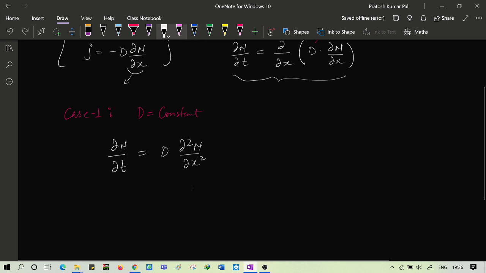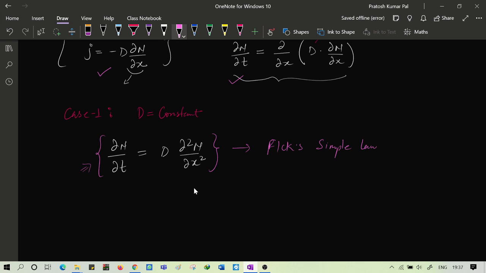This simplified equation is basically termed Fick's simple law. So this was Fick's first law, this was the second law. In this second law, if we consider D, the diffusion coefficient, as a constant, then the second law will be given by this, and this is a simplified model of the second law. That's why it is called Fick's simple law.